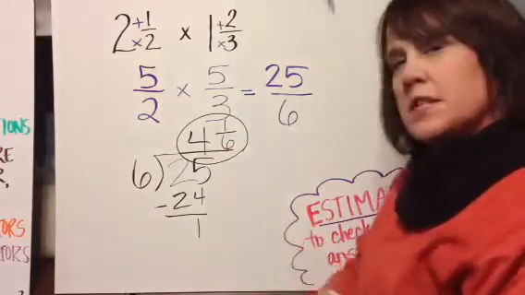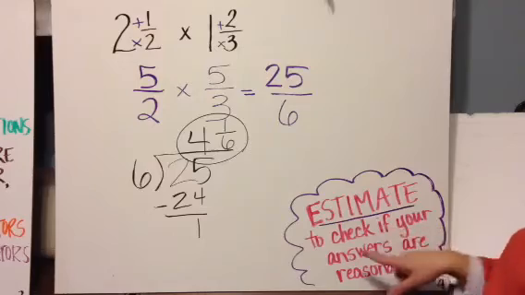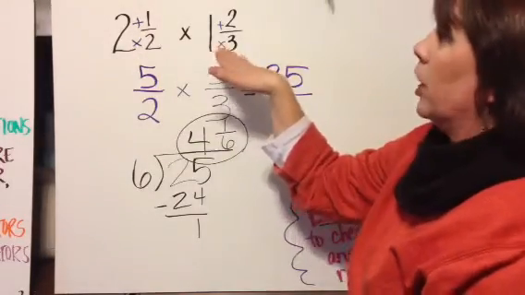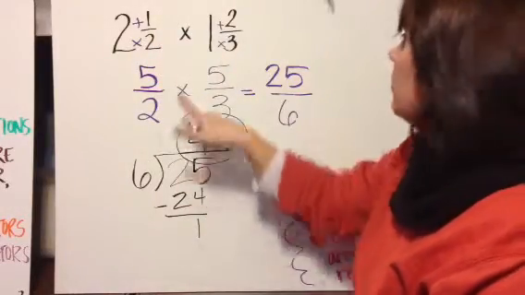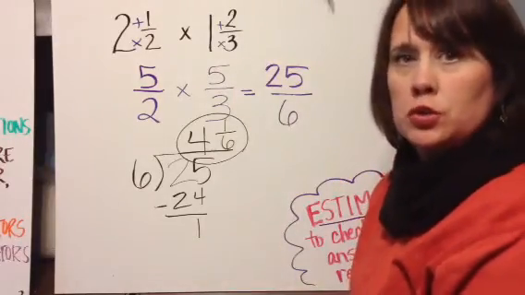4 1/6. Now, it's important to remember that you should always estimate to check and see if your answer is reasonable. So let's look back at the original problem. 2 1/2, that's halfway between 2 and 3. 1 2/3 is almost 2 whole.